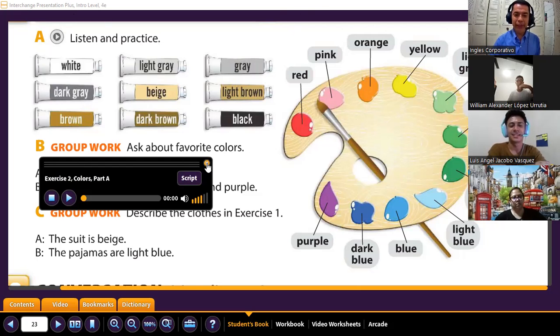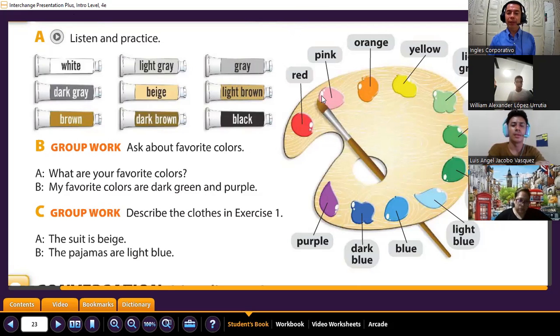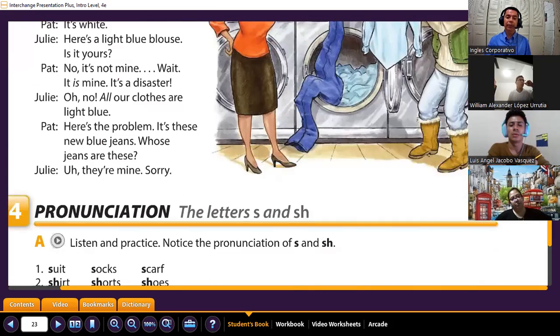Okay, now repeat after me, please. Red. Pink. Orange. Yellow. Light green. Green. Dark green. Light blue. Blue. Dark blue. Purple. Okay, now let's practice this conversation.